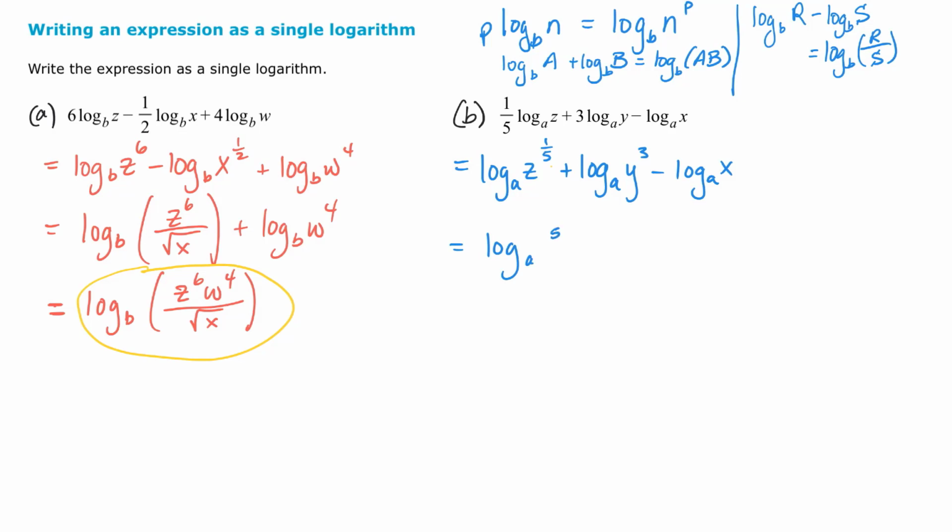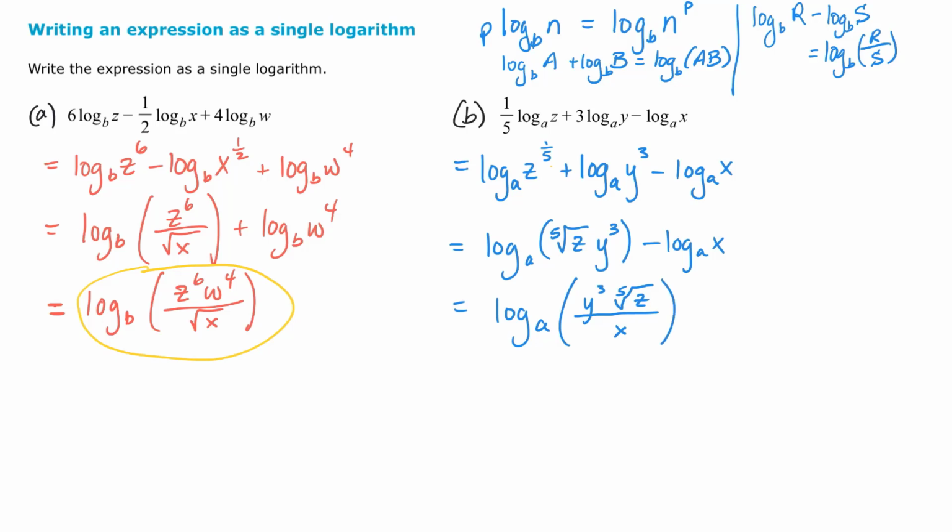This time we have the fifth root of z times what? Times y cubed. Finally, we're going to write this as a single logarithm. With the y cubed here. Fifth root of z all over x. And we can circle that. Let's just recap what took place.